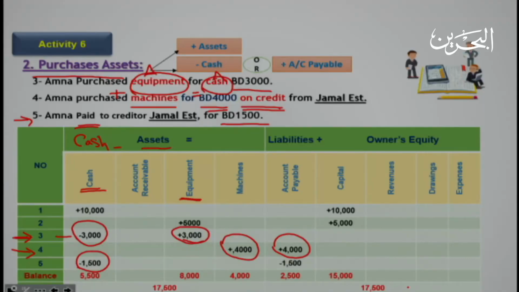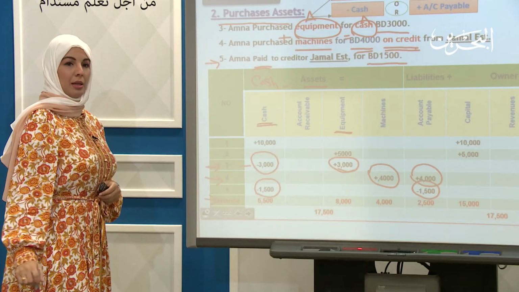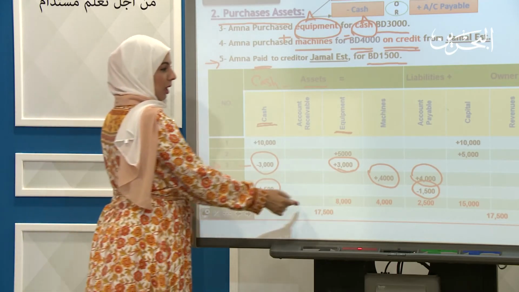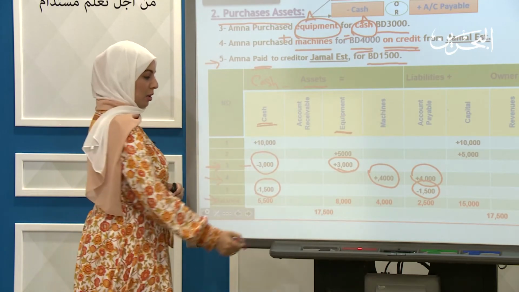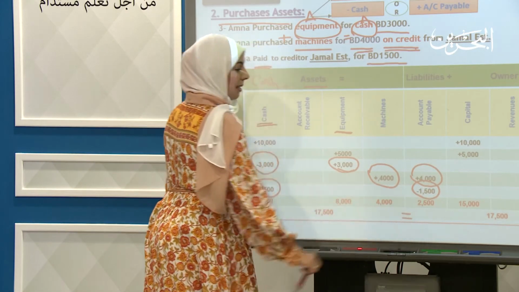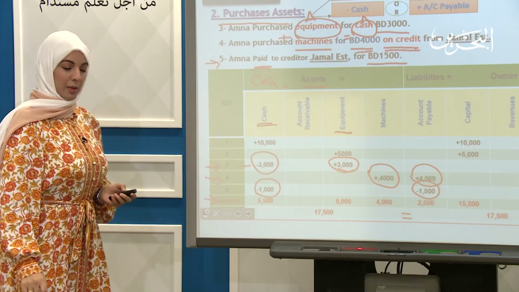by 1,500. Then, if I pay the liability that I have, the liability for me will decrease, so I come to the liability section under accounts payable and decrease it by 1,500. Finally, as I know, I should find the balance for all the transactions, and I do it to keep the assets equal to the liability plus owner equity.